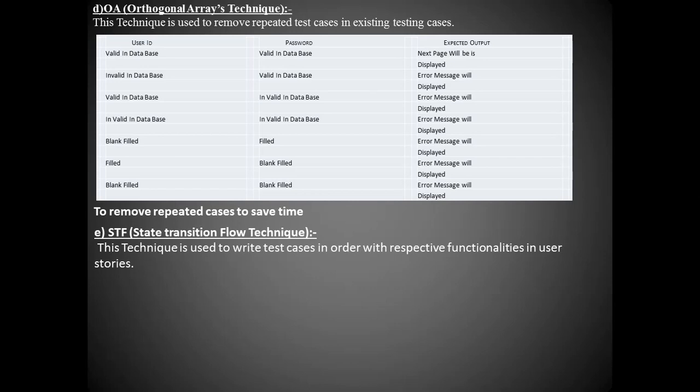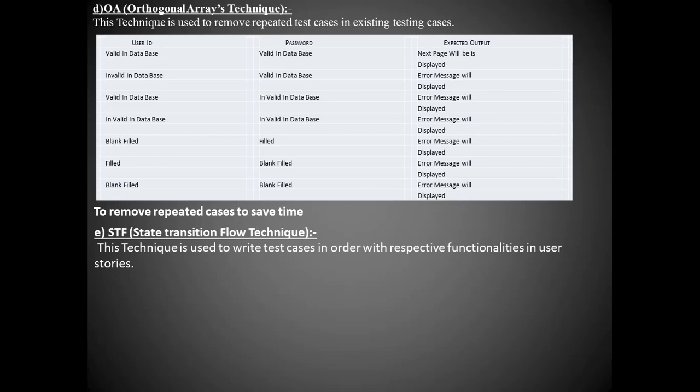User ID is blank, password is filled. Error message will be displayed here as expected output. User ID is filled and password is blank. Error message will be displayed. Here both blank, and the error message will be displayed. Here, to remove the repeated cases and save time, we are using the orthogonal testing technique.